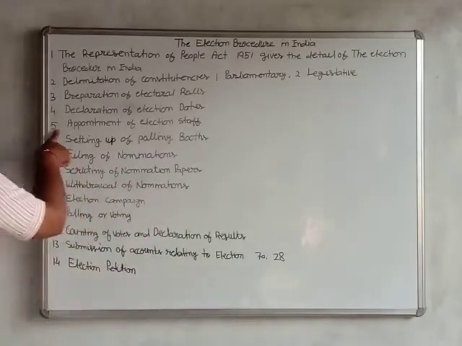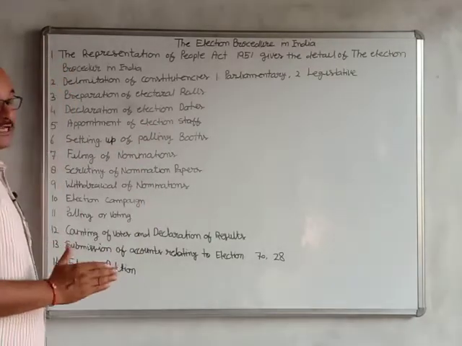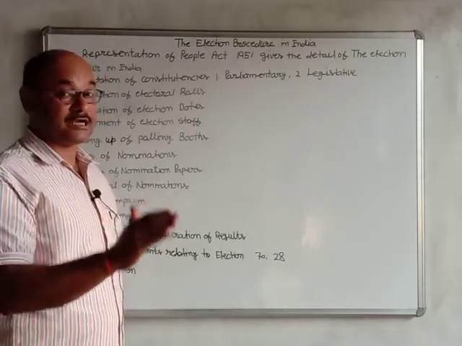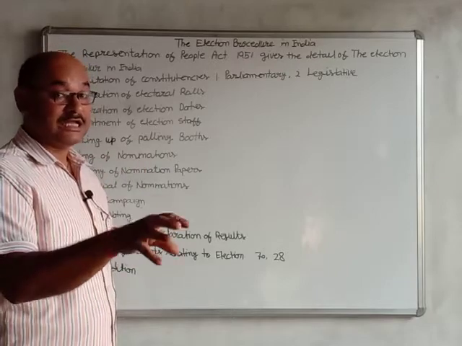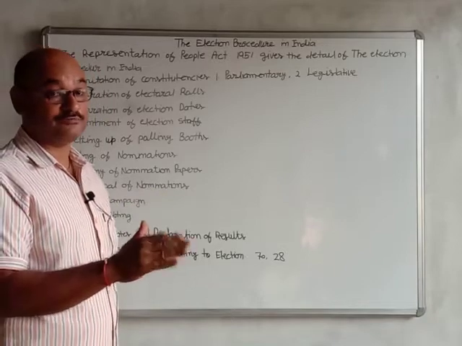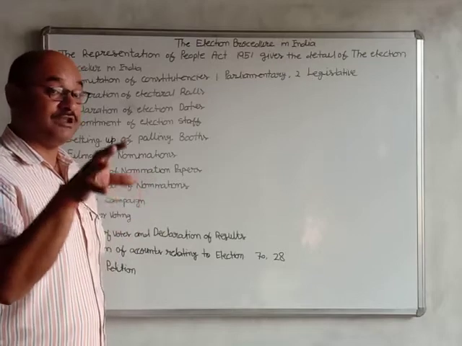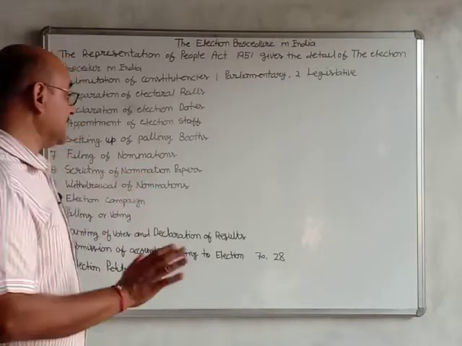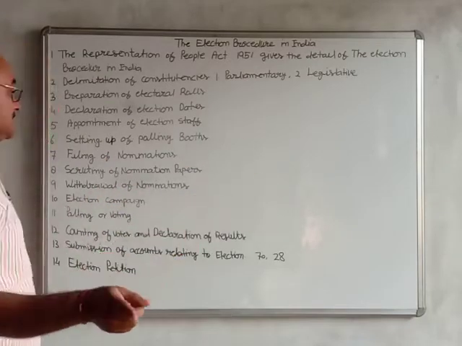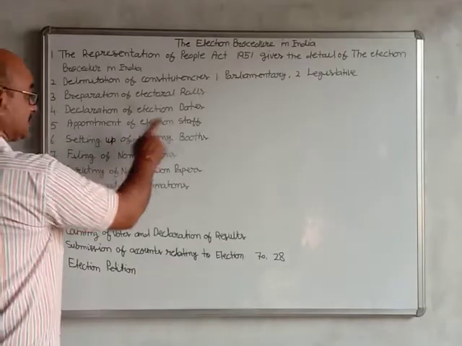And the fourth step, appointment of the election staff. During the time of election, all staff will work under the Election Commission, and the Election Commission will appoint them as the election officers. Without any doubt or confusion, all workers of the Indian governments will work and follow the order of the Election Commission. They can't deny it by saying, I will not work under the Election Commission. So it is the fourth step, appointment of the election staff.